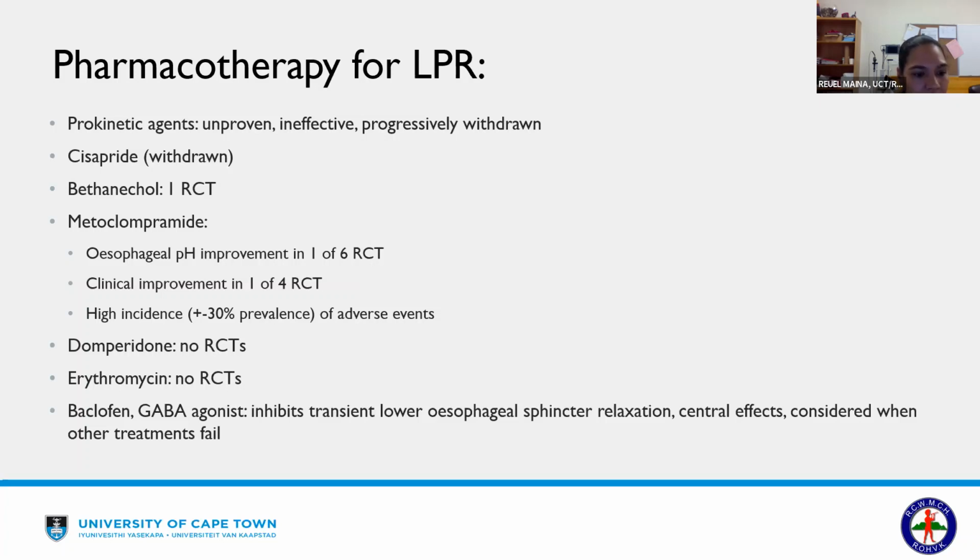Domperidone and erythromycin, there are no randomized controlled studies at the moment. And then you could consider baclofen, a GABA agonist, which inhibits transient lower esophageal sphincter relaxation. It has a central effect and can be considered when all other treatments fail, although there are not enough studies to show a significant improvement in these patients.